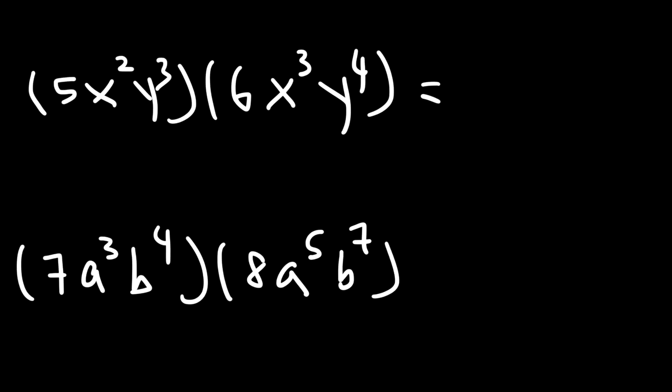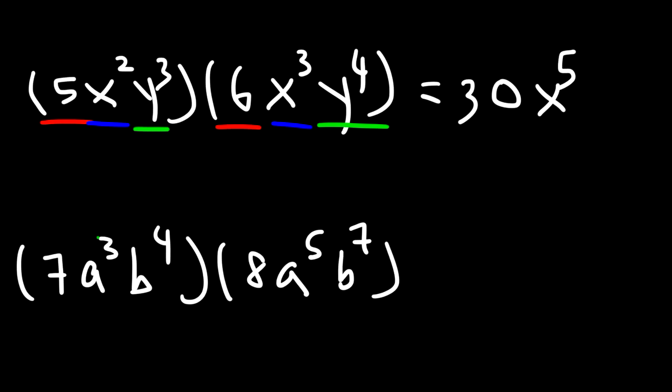So the first one, we're going to multiply 5 times 6. 5 times 6 is 30. And then we have x squared times x cubed, so 2 plus 3 is 5. So that's going to be x to the 5th power. And then y cubed times y to the 4th, 3 plus 4 is 7. And so it's y to the 7th power.